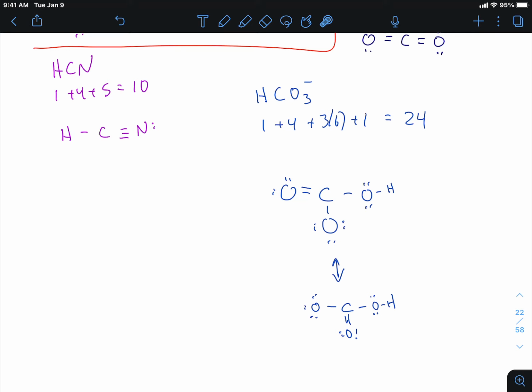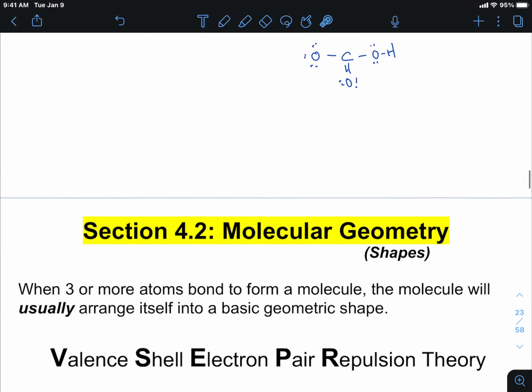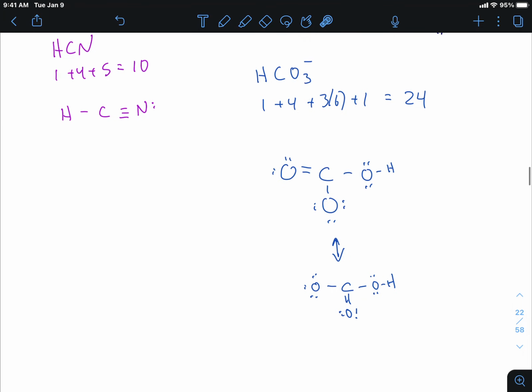Yes? Do you have to draw brackets around your resonance? You only draw brackets around when? Ions, if there's a charge. Okay. All right. That is where we'll end today.